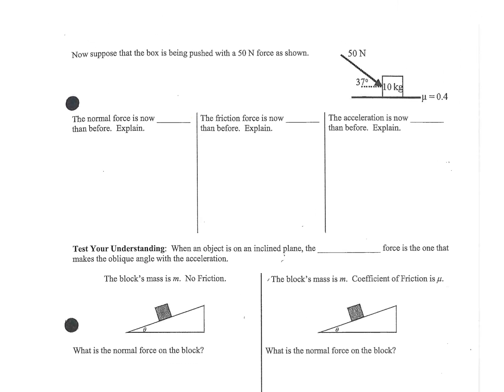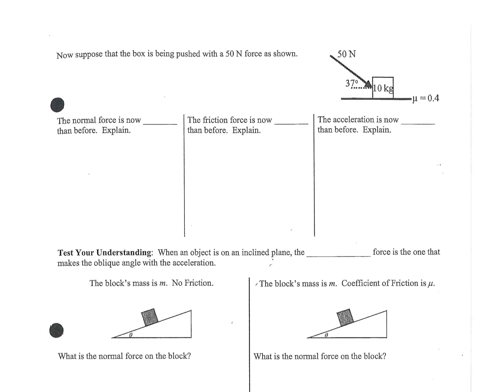So now suppose the box is being pushed with a 50 Newton force instead. Okay, so now it's not being pulled, now it's being pushed. The normal force, if we look at this whole thing, you've got mg acting downward, you've got the normal force acting upward, but now this arrow is downward. So my normal force, which is upward, is equal to 50 sine 37 degrees plus mg, because they're both going in the same direction.